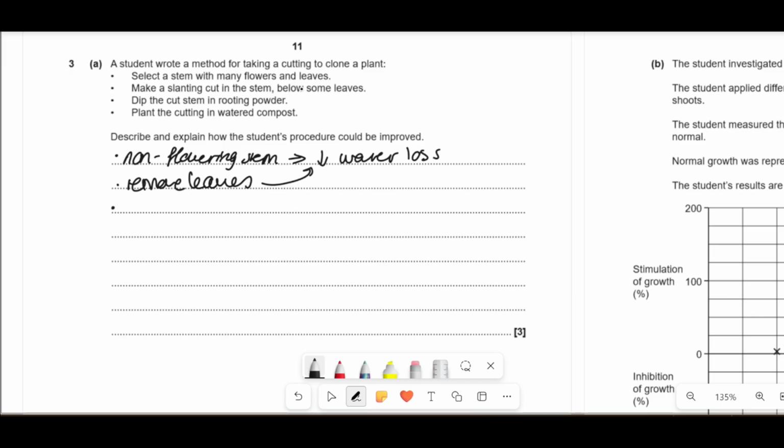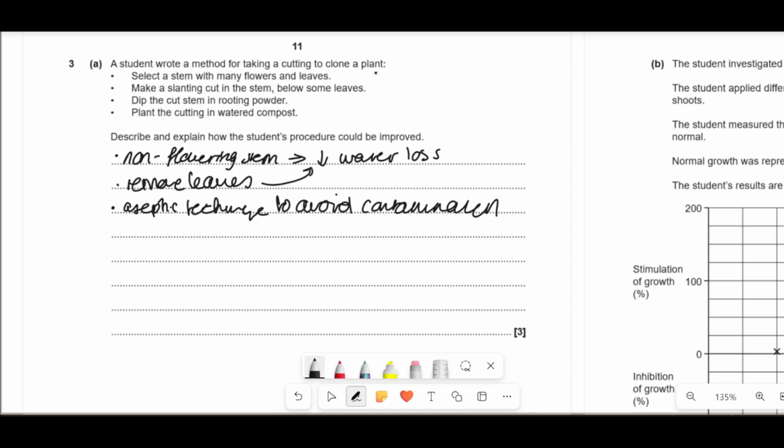All they've done is you've got to work with what they've said in the question. They've literally just chopped it, taken it and so on. Have we talked about anything to do with sterilizing, what they're actually doing? So we need to make sure that we're using an aseptic technique to avoid contamination. So you can't just say do it, you need to say why. Contamination. And then we need to think, okay, well, planting it in watered compost, and they're looking to clone a plant.